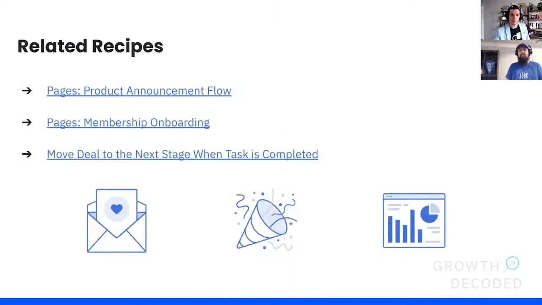What are some other automations that you might want to use if you were using Pages? Yeah, we wanted to highlight how you can use Pages in a lot of different ways. So first up, Pages product announcement flow. It's a product you haven't even announced yet. You're building the mystery. You say, hey, in April, we're going to release a brand new product. You're going to want to know about it.